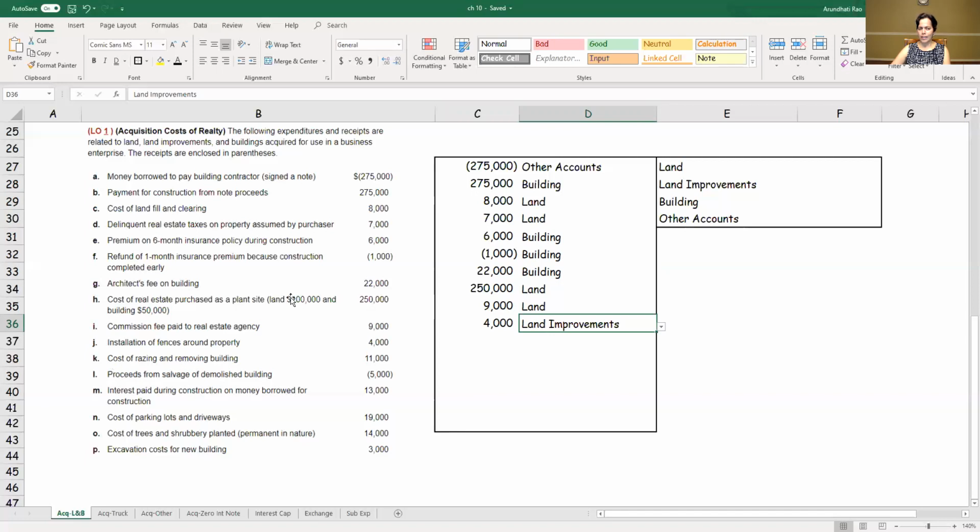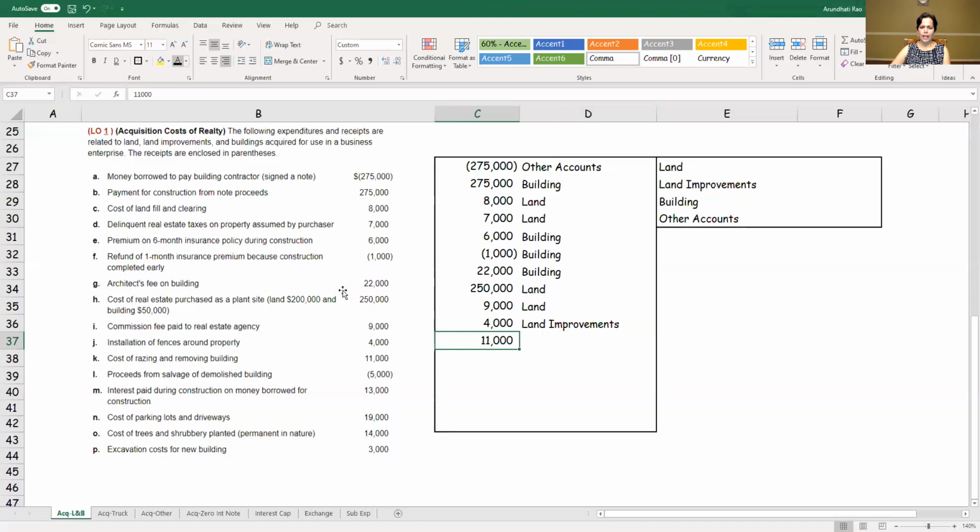Cost of razing and removing building. We bought the plant site that had a building on it. That entire 250 we put towards land. The 11,000 is also going to go to land because I'm getting it ready for its intended use. I'm getting rid of the old building.